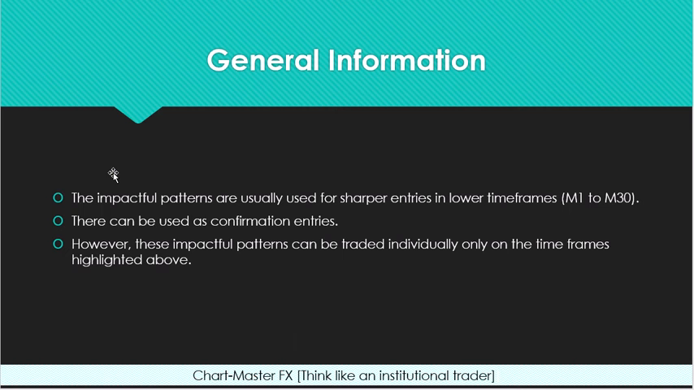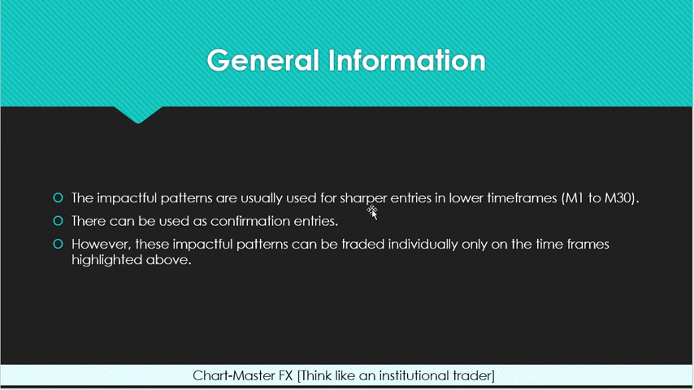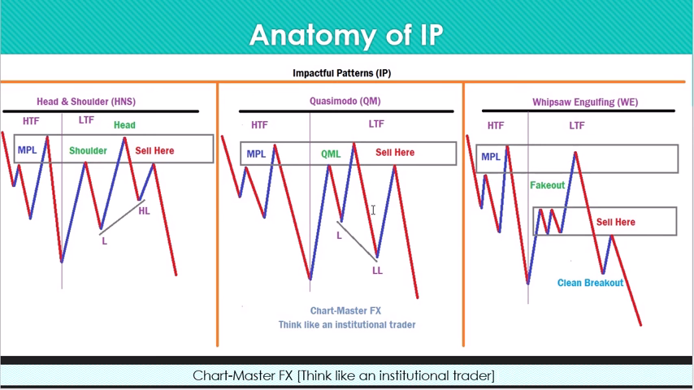I just want to show you something, guys. As you can see on our Chartmaster strategy, the goalkeeper here is the MPL. So we have our substitutes here, the double maru and the Quasimodo level. As you can see, guys, MPL is our first choice. It's our first choice keeper. However, the double maru can also do a good job, and the Quasimodo can also do a good job. So those are the decision points that you need to look for before you place a trade.